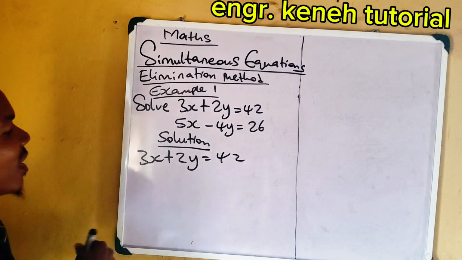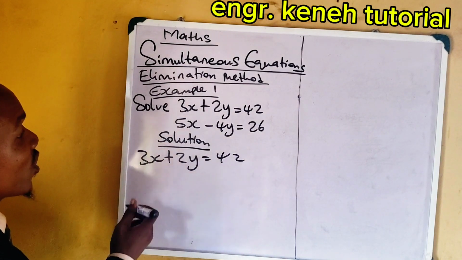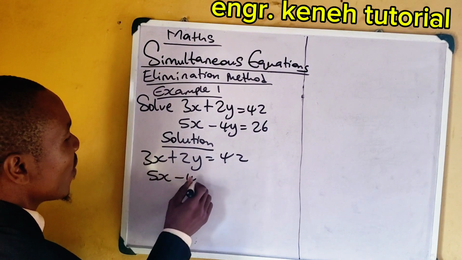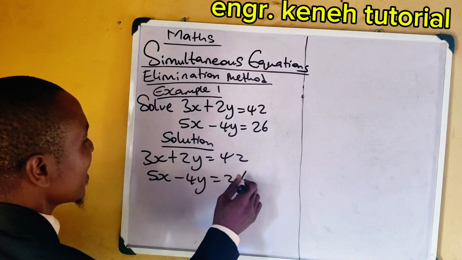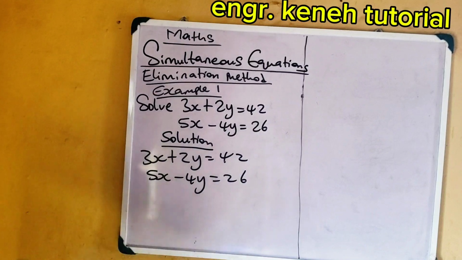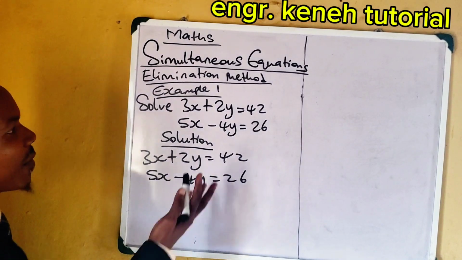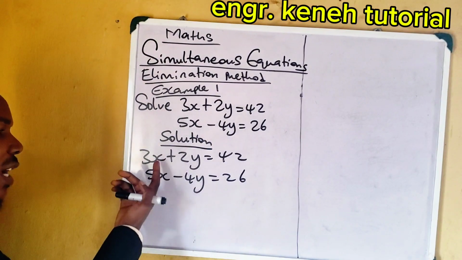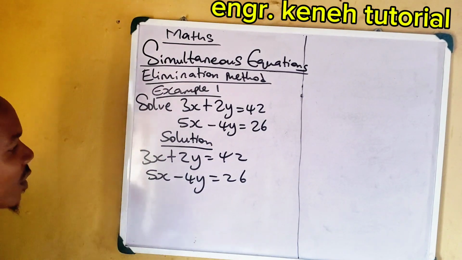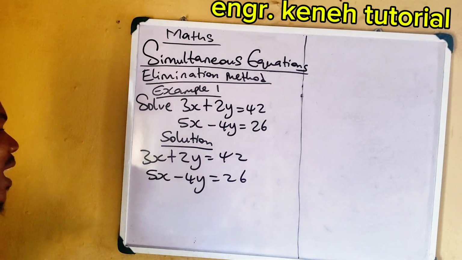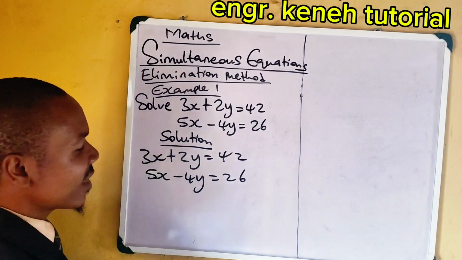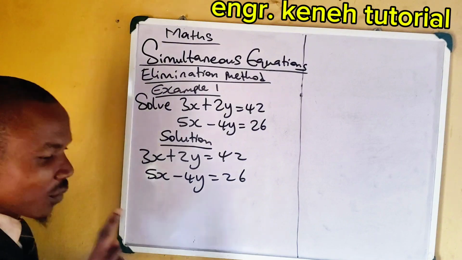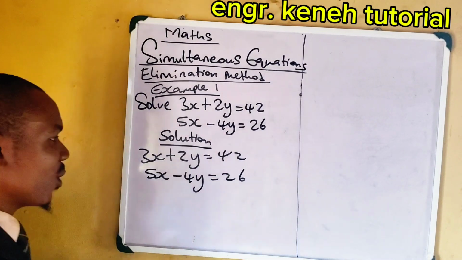When you have 3x plus 2y equals 42 and you have 5x minus 4y equals 26, what do you do when you have something like this? Your aim here, just like the name goes, is elimination. You have two unknowns, x and y. You ask yourself the question, what am I going to do to eliminate one unknown? Between this x and y, you have to eliminate one and look for the value of the other one first.